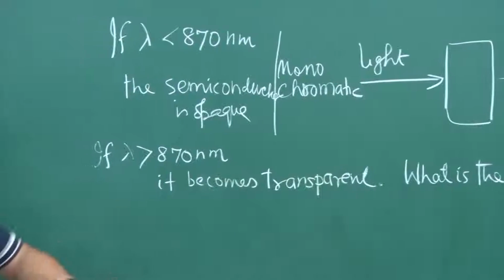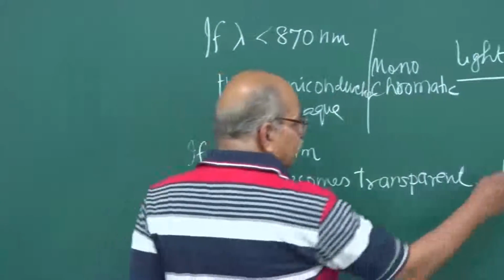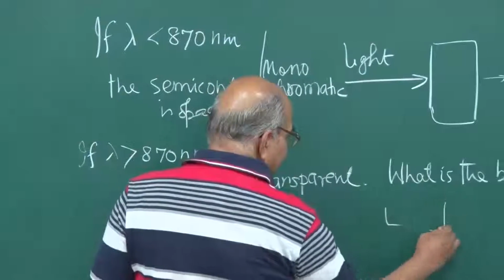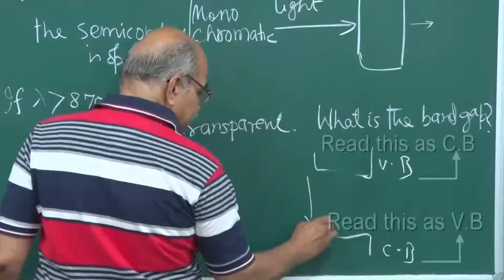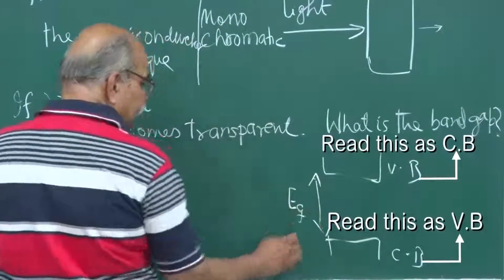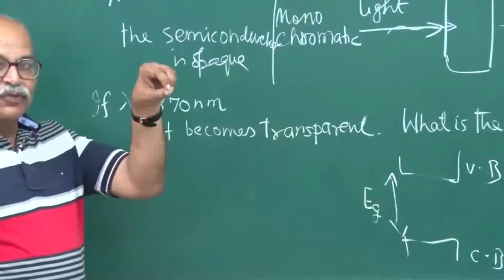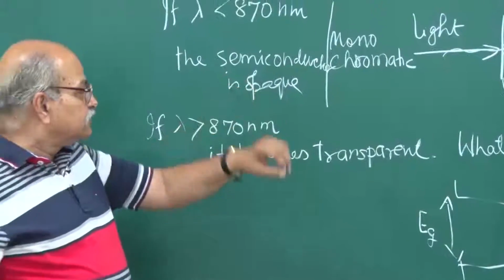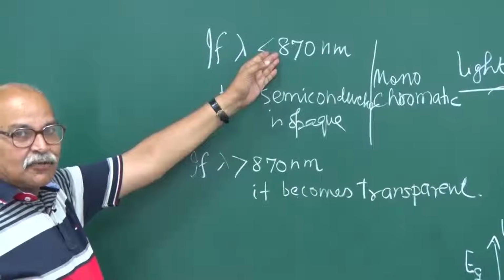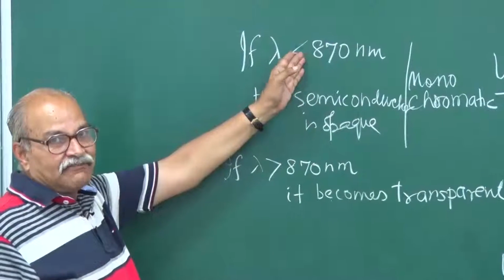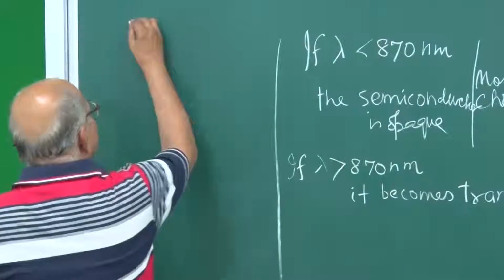So, what is the relation of this absorption and the band gap? You have the semiconductor, so you have a valence band, you have a conduction band, and then there is a band gap, Eg. If light falls on this, light photons have certain energy, and you can calculate the energy of the photon corresponding to this particular wavelength.